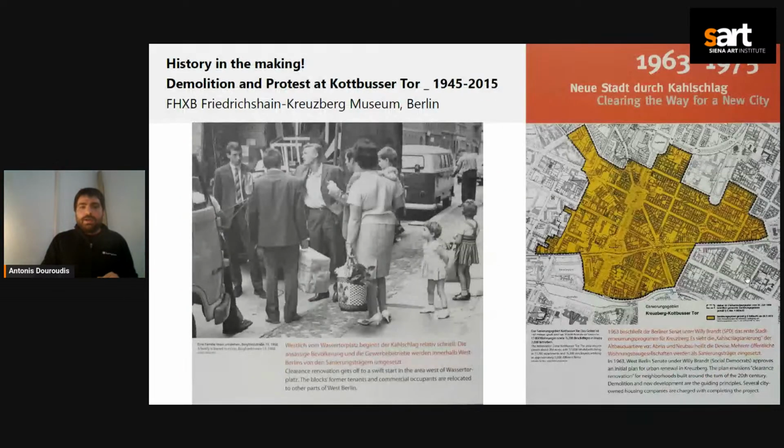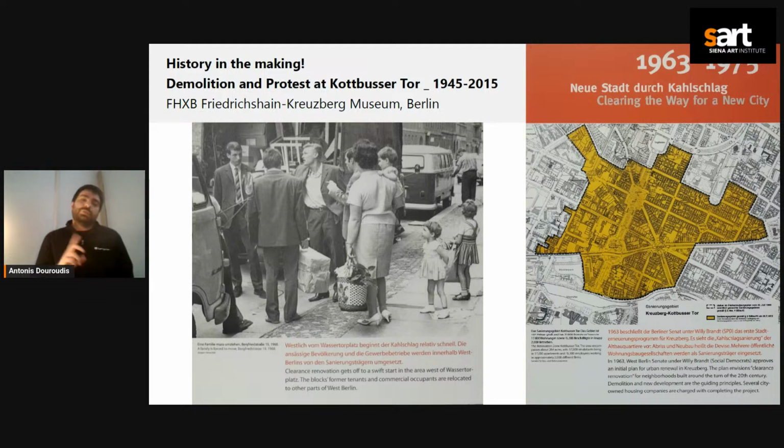I chose afterwards to show another exhibition from the same museum that is called History in the Making, Demolition and Protest at Bassetor. And as you see, this exhibition has a time span that goes from the mid-20th century to almost our days. It was updated in 2015.